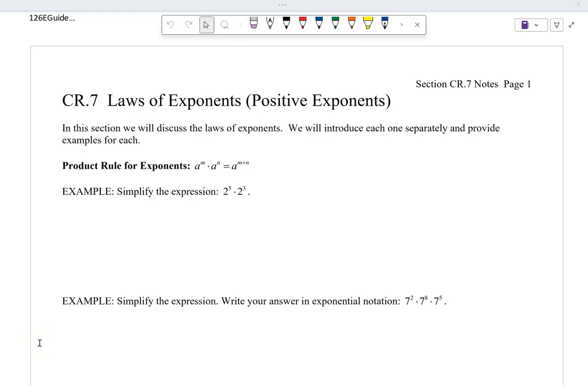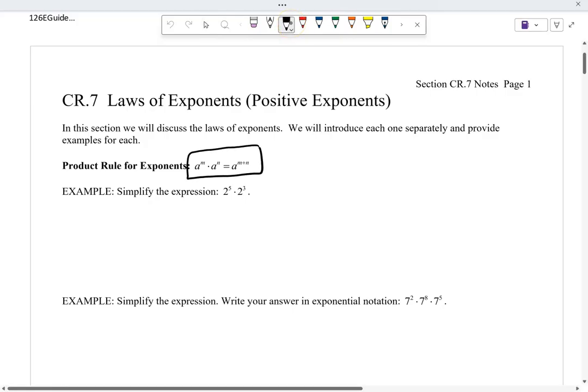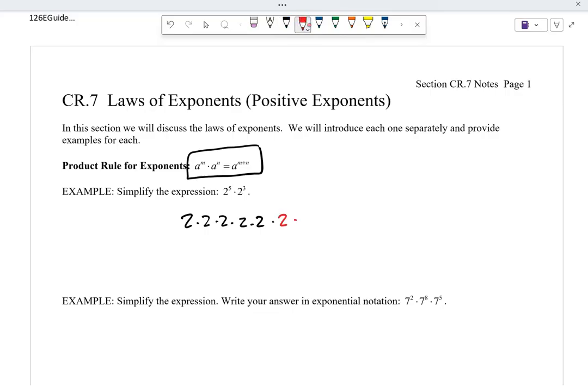You guys are going to take a look at the laws of exponents. So here's our product rule: a to the m times a to the n is a to the m plus n, right? So for example, in this first one, I've got five 2's multiplied by three 2's, 2 to the third. That would give us eight 2's, right? 2 to the eighth, which I think is 256 if I'm not mistaken.